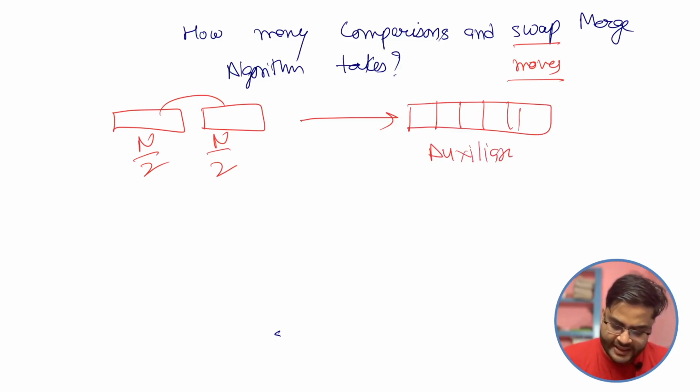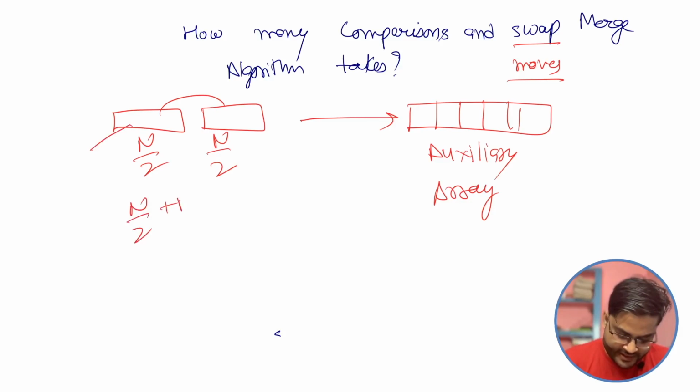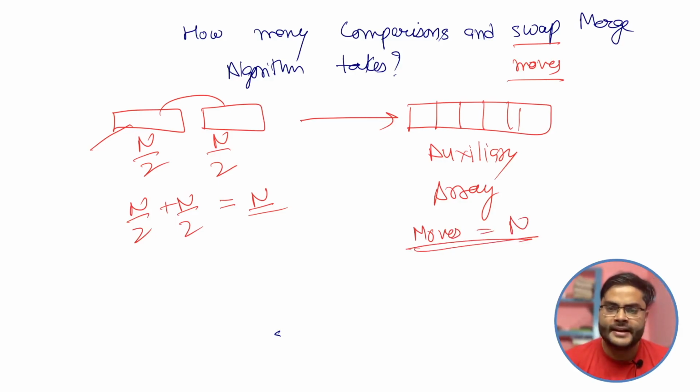So this is our auxiliary array. How many moves will it take? We have n by 2 elements here and n by 2 elements here, so total elements will be n. Total moves it will take will be n, right?